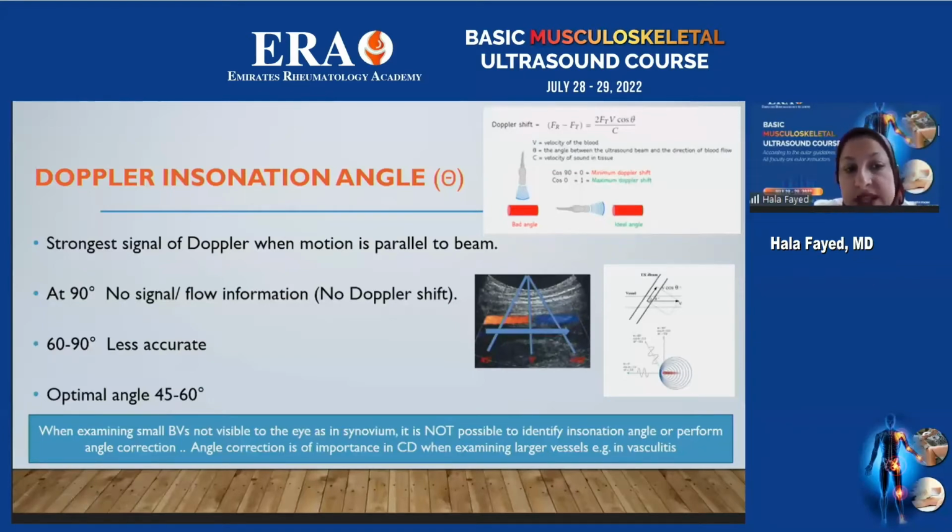And when examining small blood vessels not visible to the eye, as in the synovium, it is not possible to identify insonation angle or perform angle correction. So angle correction is of importance in the color Doppler when examining large vessels, as in vasculitis.